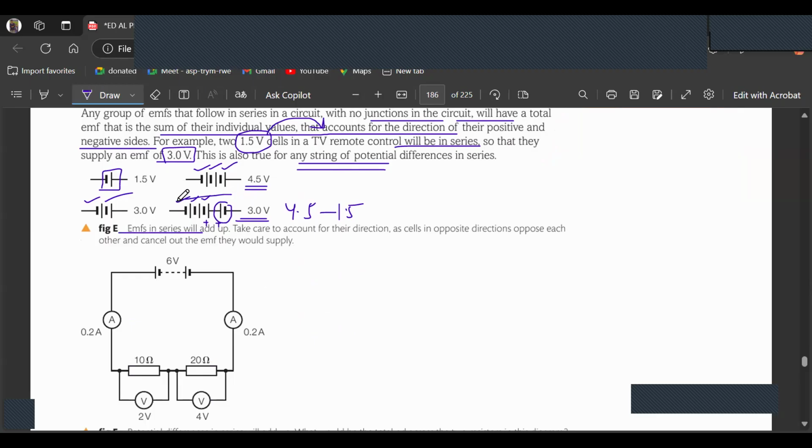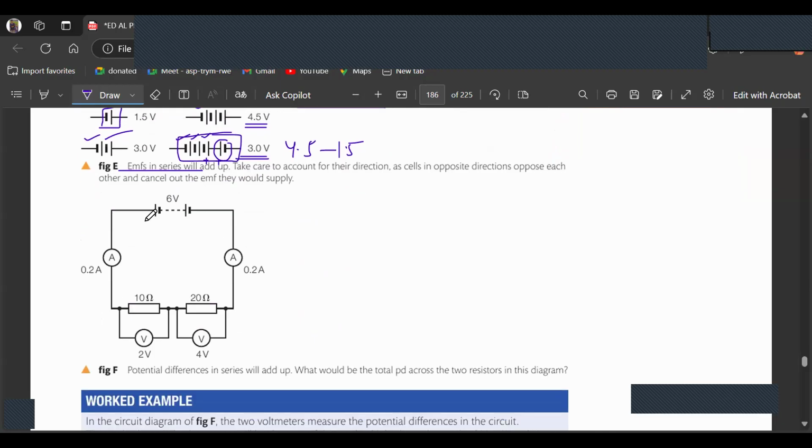अगर आपने EMF इन सीरीज देखना है वो आपको हमेशा एड अप हो जाएगा। यू कैन सी आपके पास दो बैटरीज यहाँ पे कनेक्टेड है। अगर ये 6 वोल्ट है मतलब कि ये भी 3 वोल्ट की बैटरी है, ये भी आपके पास 3 वोल्ट की बैटरी है। सो पोटेंशियल डिफरेंसेस इन द सीरीज विल ऑलवेज एड अप। व्हाट शुड बी द टोटल पीडी अक्रॉस द टू रेजिस्टर्स इन दिस डायग्राम?